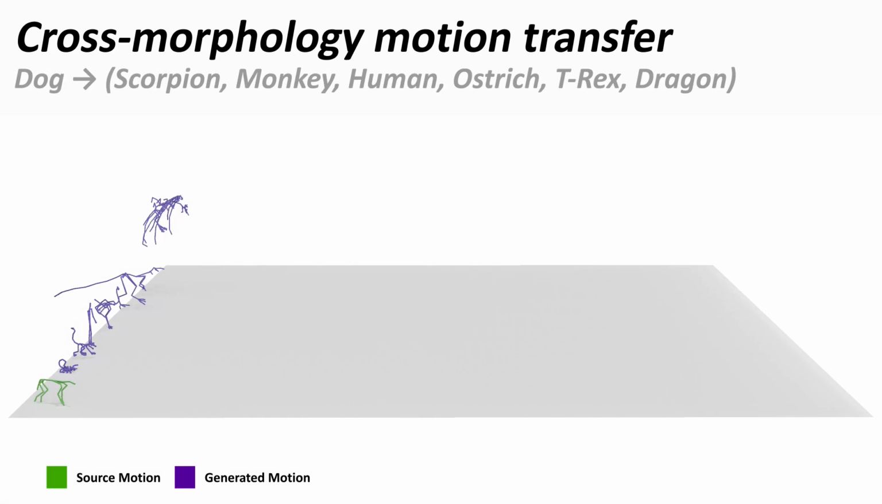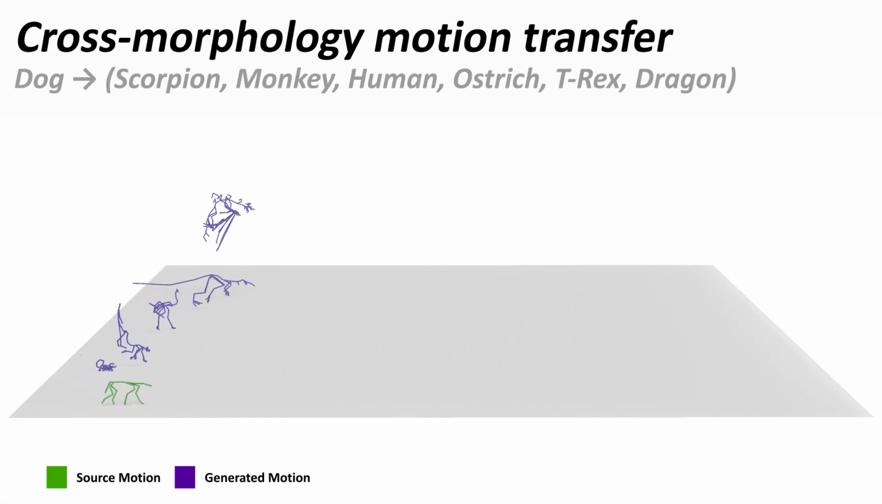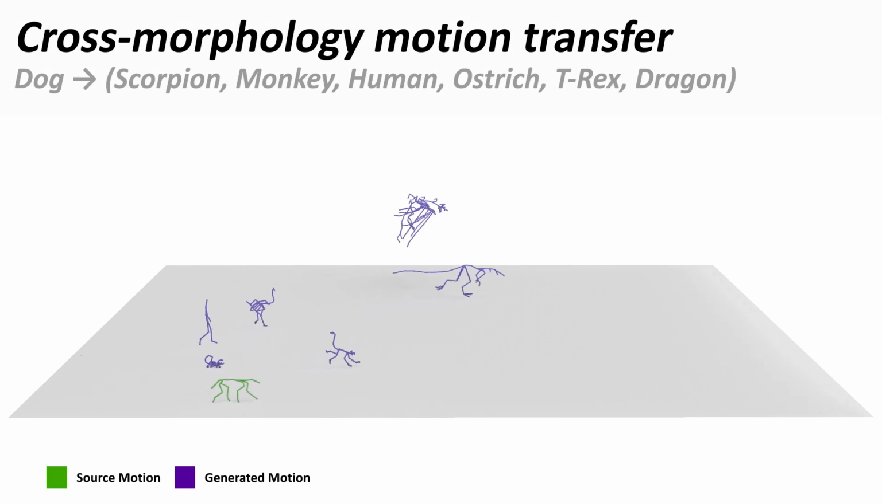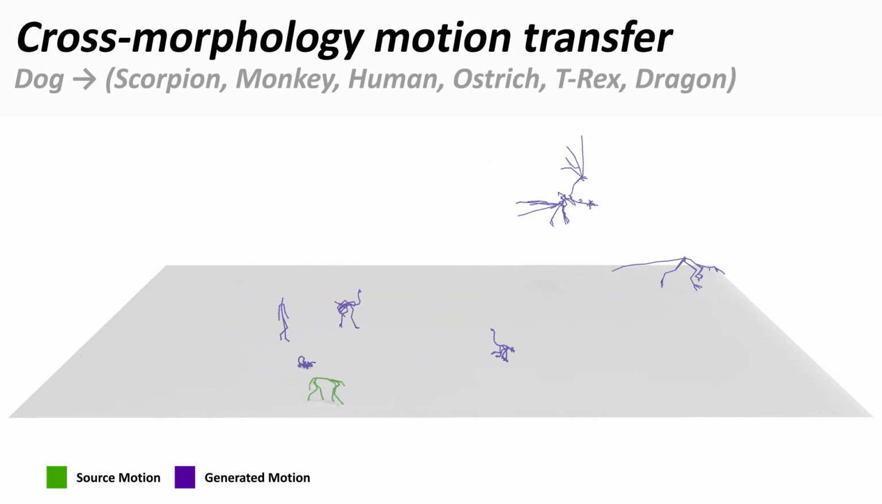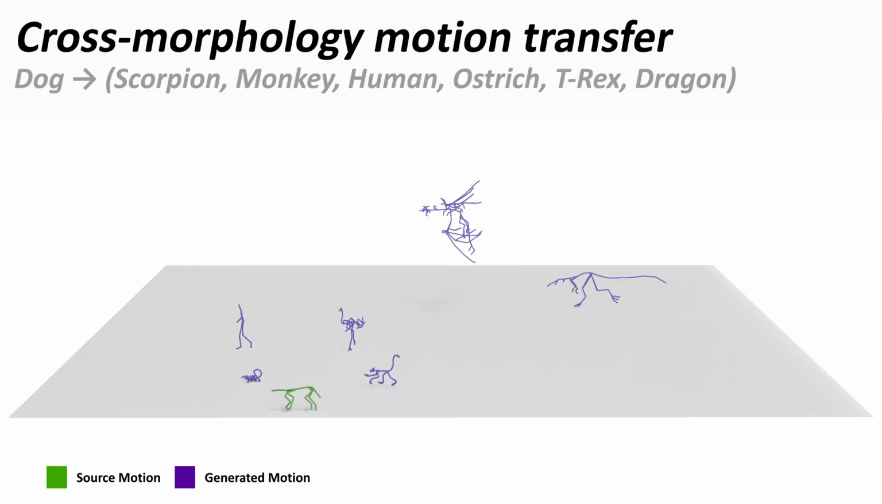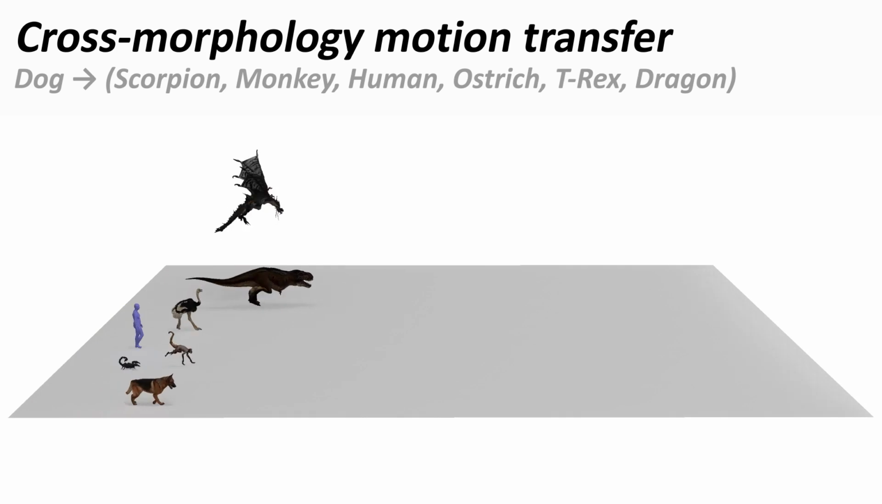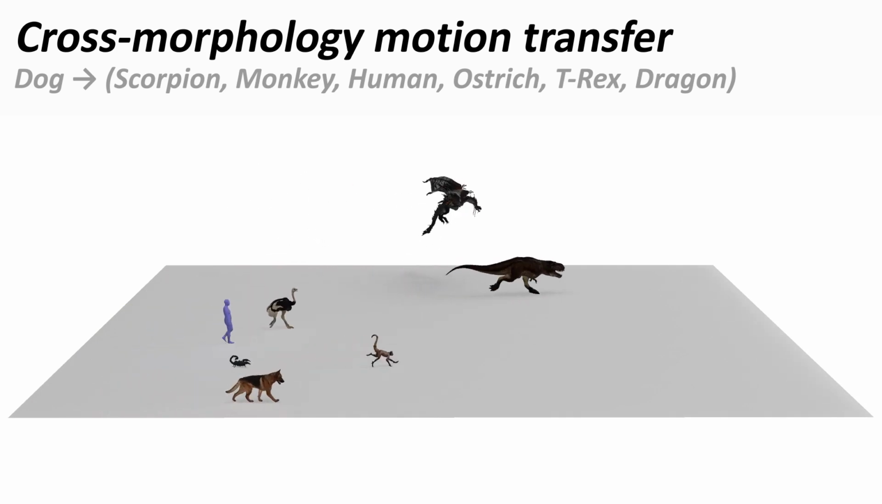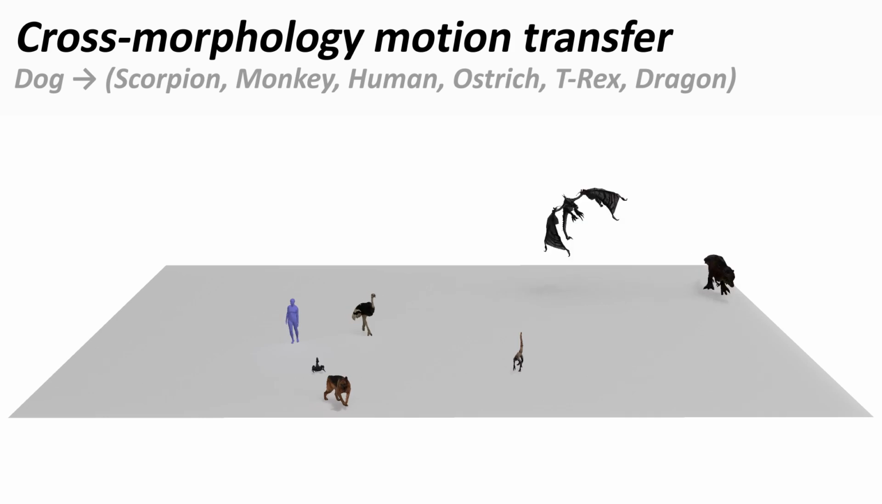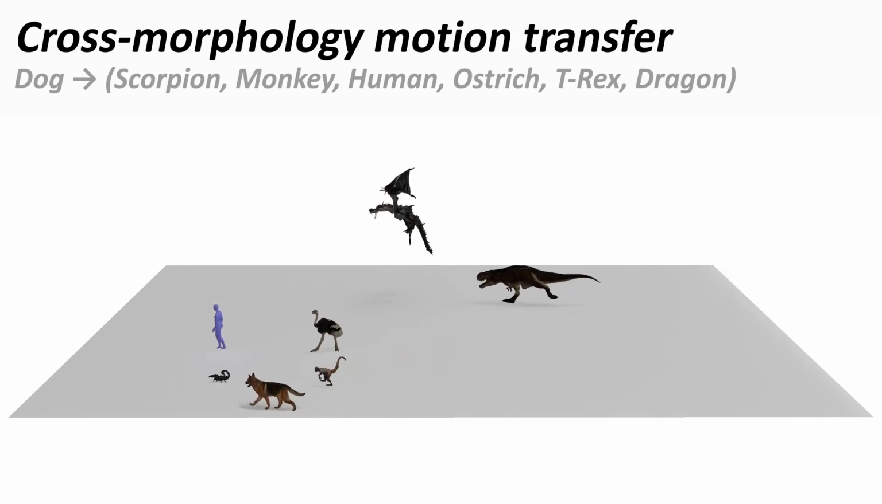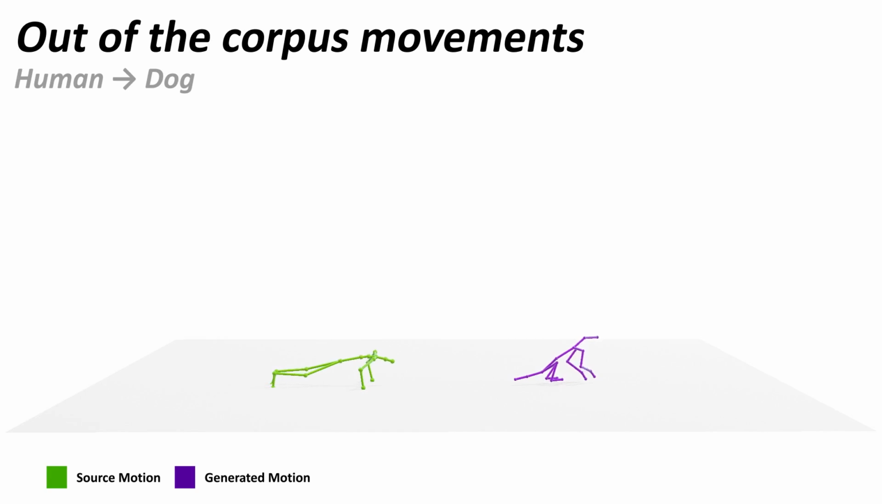We further demonstrate the scalability of our framework across a wide range of morphologies. A dog motion is transferred to characters with different body structures and control points, including a scorpion, monkey, human, ostrich, T-Rex, and dragon. Despite these anatomical differences, our method preserves the original action while naturally adapting it to each character's unique locomotion. Here, we transfer human push-up motion into the dog space, even though dog push-ups are not part of the training corpus. It can be seen that the dog's motion closely mimics the style of the human.